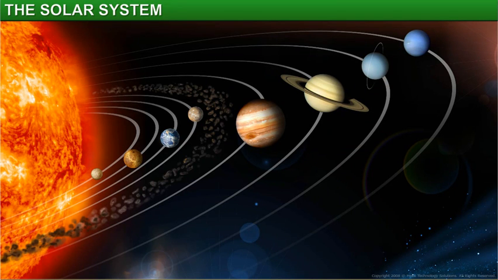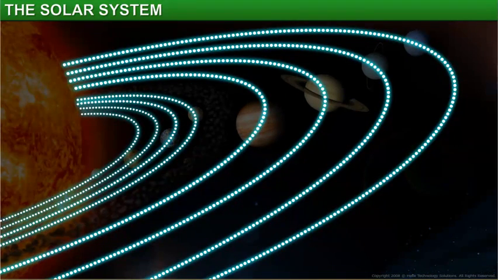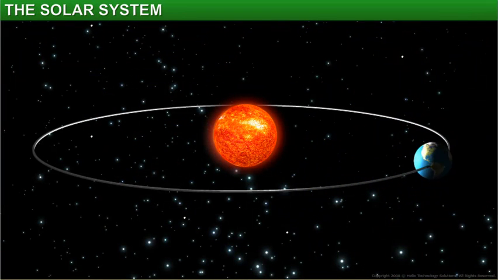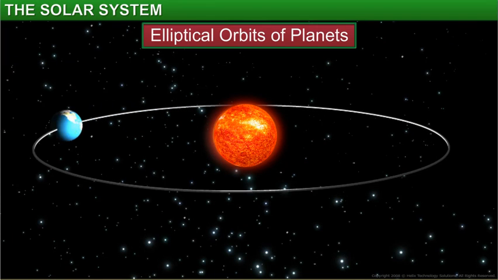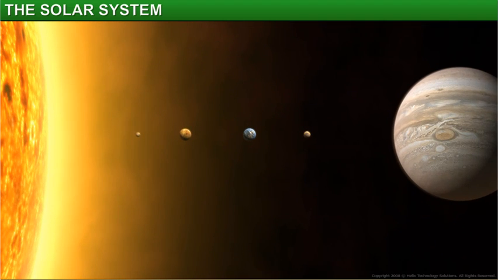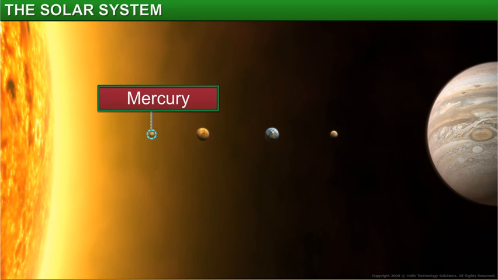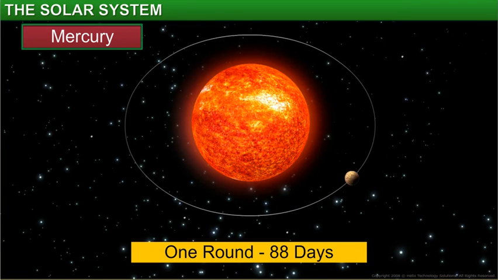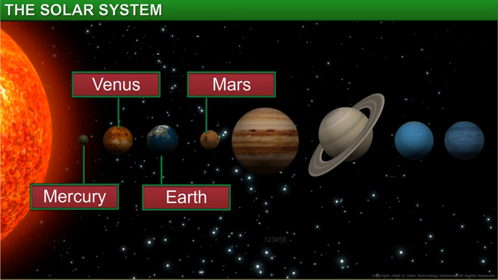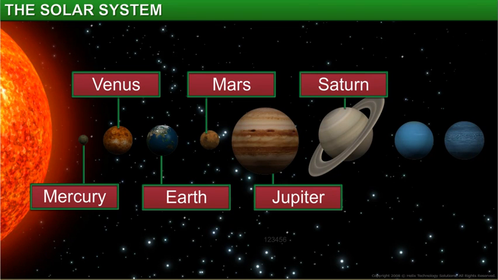There are 8 planets in the solar system. These planets move around the sun along fixed paths. These fixed paths are called their orbits. Can you see the shape of the path? They are elongated. The planets move around the sun along elliptical orbits. Now, let's look at the planet that is nearest to the sun. This planet is Mercury. Its orbit is the shortest. Mercury takes about 88 days to complete one round along its orbit. The other planets in line are Venus, Earth, Mars, Jupiter, Saturn, Uranus, and Neptune.